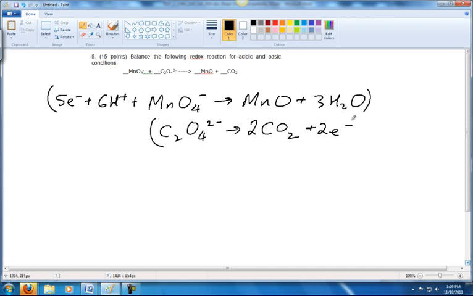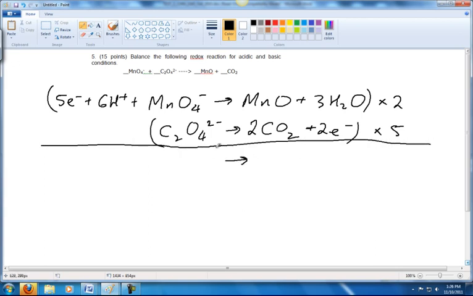The next thing we want to do is multiply these reactions to get rid of the electrons. And I'll multiply that one by 2. I'll multiply this one by 5. Alright, that's going to give me 12 H pluses, 2 of those, and 6 of those. This will be 5 C2O4 2 minuses, this will be 10 CO2s, and this will be 10 electrons, and this will be 10 electrons as well.